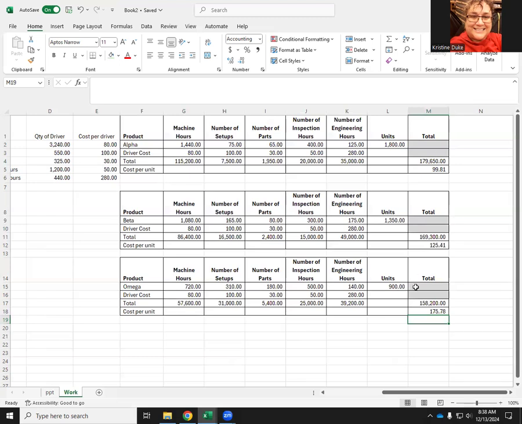So you can see that if you look at this one here, this is one of the largest costs, and this one is consuming the majority of your engineering. So if I was to take this engineering cost and spread that out evenly, I am going to overinflate the cost of the alpha. So that's why ABC is the most accurate. Same thing here. This one was right smack in the middle. This one used more inspection hours.